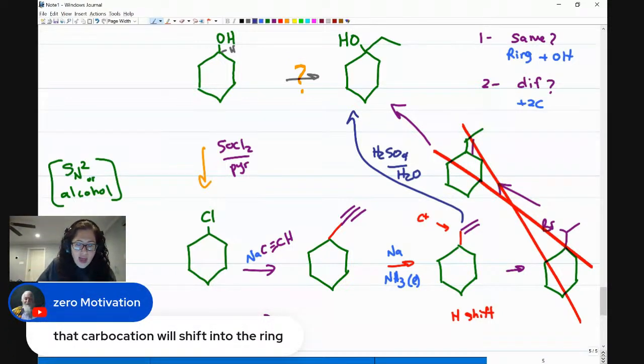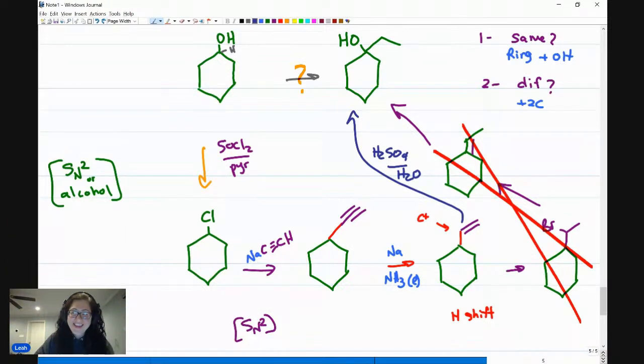Question: the carbocation will shift into the ring? Yes. I like your handle, Zero Motivation. Well, hopefully this session gives you a little bit of motivation, but you are absolutely correct. So once the carbocation is here, then water will attack. It'll get deprotonated, and I have my alcohol ready to go.